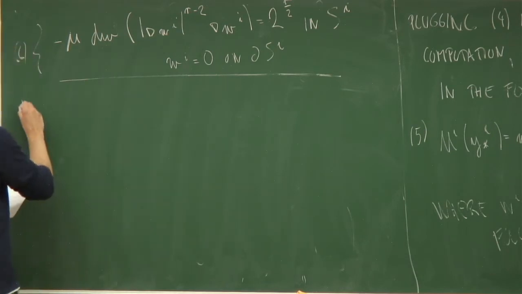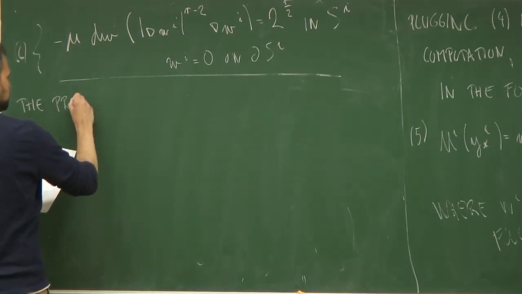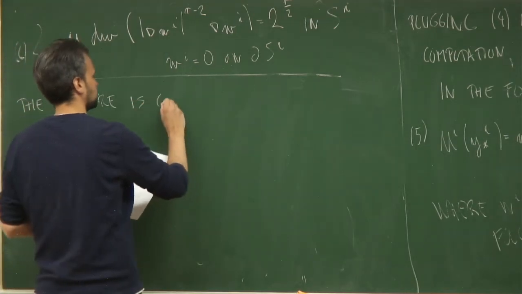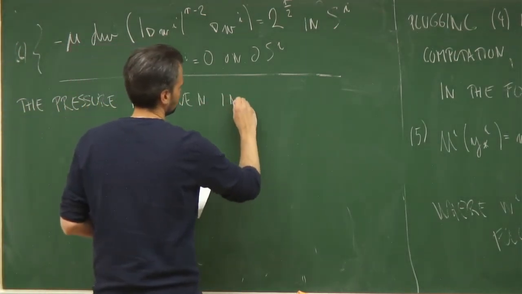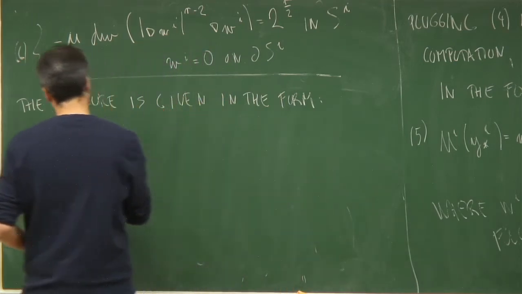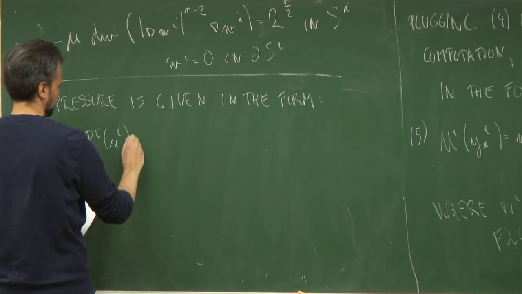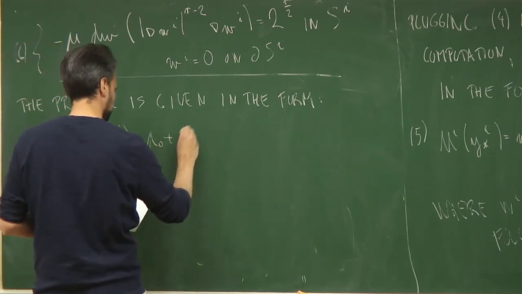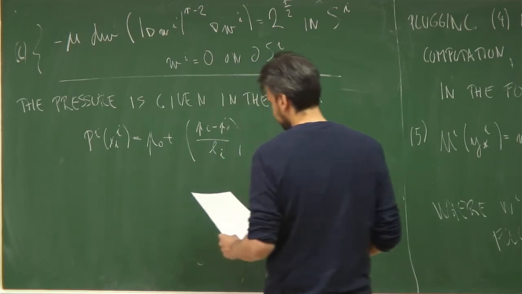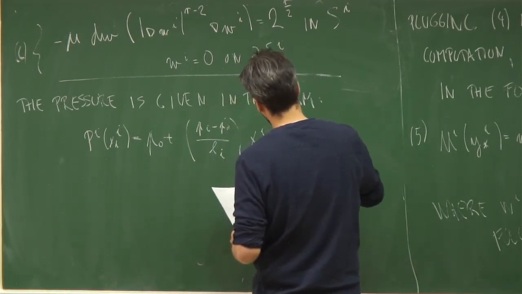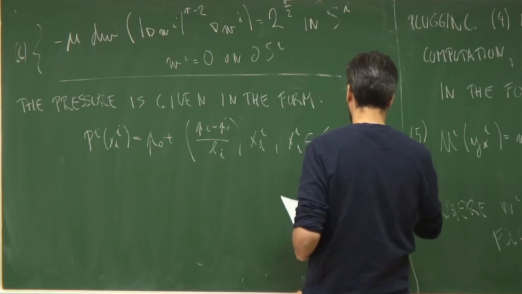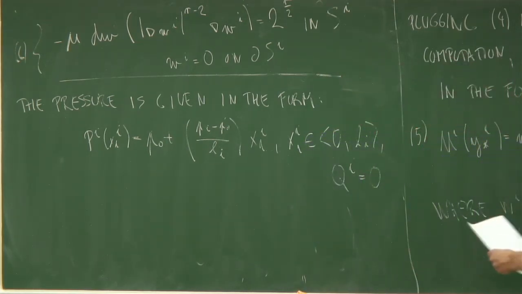Okay, and the pressure is given in a very simple form, so it's given in the form, so Pi of x1I is P0 plus Pi minus P0 over Li x1I, where of course x1I is from 0 to Li, and qi is 0. So the term by the epsilon.